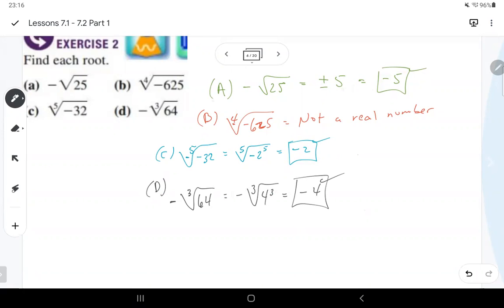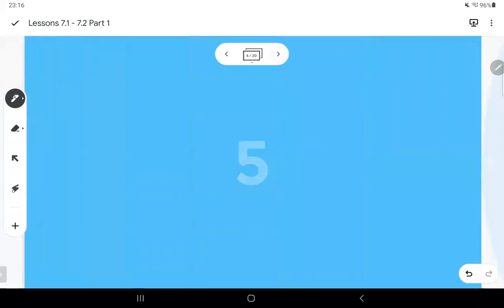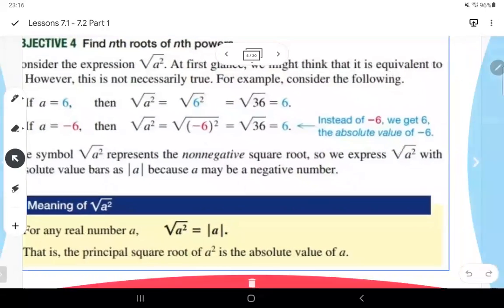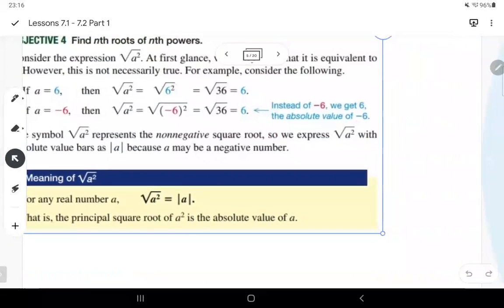This is the only example here that I would be a little hesitant to not use the plus or minus. All right, let's read this one.